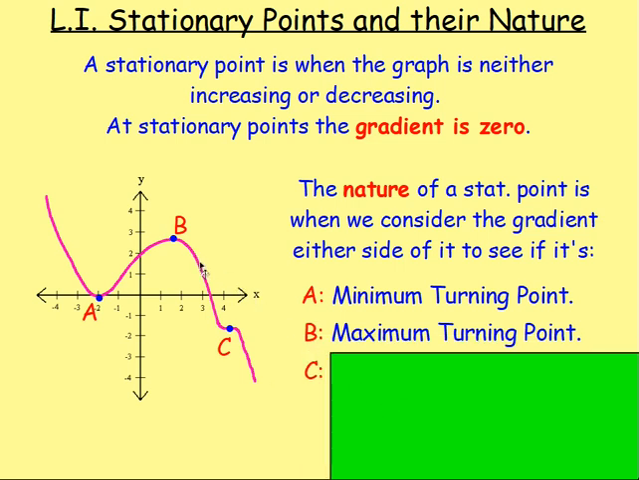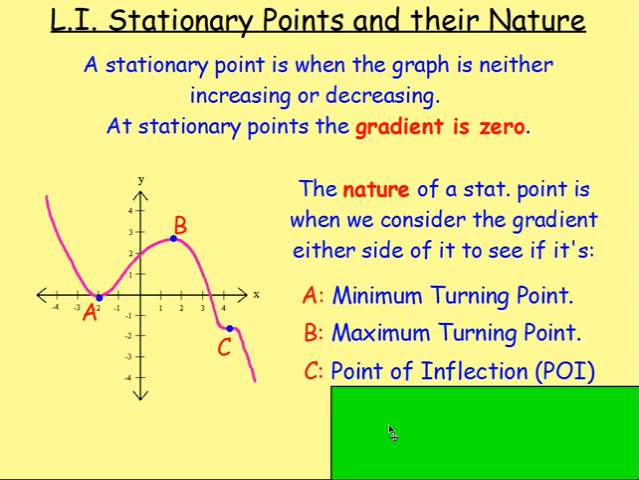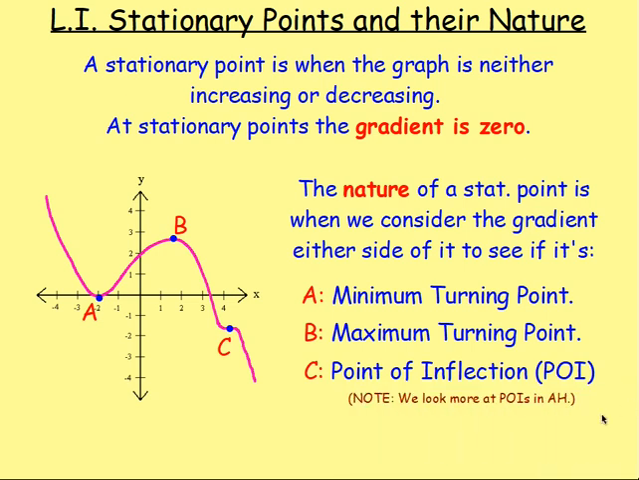With point C you can see that it starts to level off, the gradient ends up at 0, but instead of going back up, the graph continues to go down, and for that it's known as a point of inflection. Points of inflection are something that you can look forward to next year. We look at them more in Advanced Higher. But just now, really the nature just means, do you have a minimum, do you have a maximum, or do you have a point of inflection, which could do one of two things.